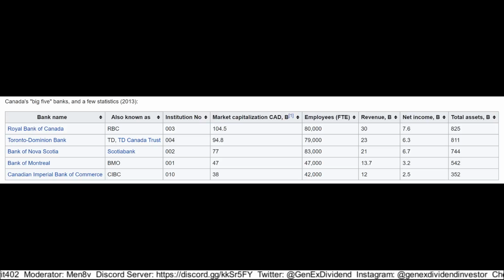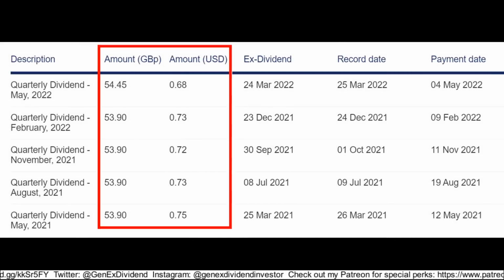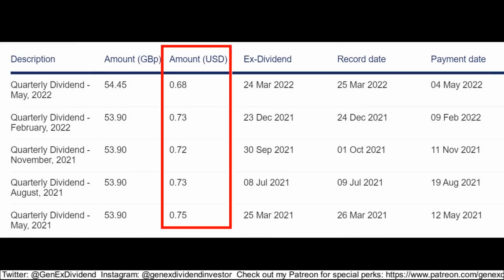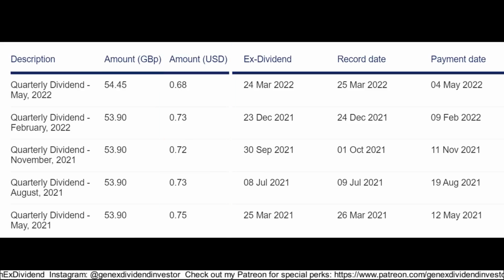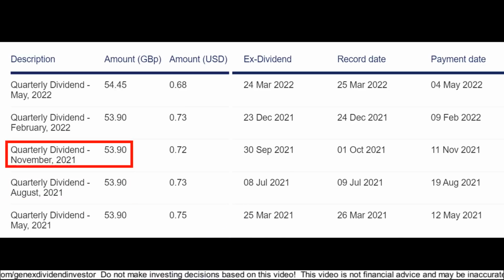Another thing to be aware of about investing in international companies is that currency fluctuations impact dividend payouts. For example, this is data I put together from BTI's website, matching together their quarterly payouts in British currency and in American currency. So we see that in May of 2021, they paid out 53.9 pence per share, aka 75 cents per share in America. For reference, 100 pence is equal to 1 British pound sterling, which is the equivalent of $1.21 in US currency as of today.